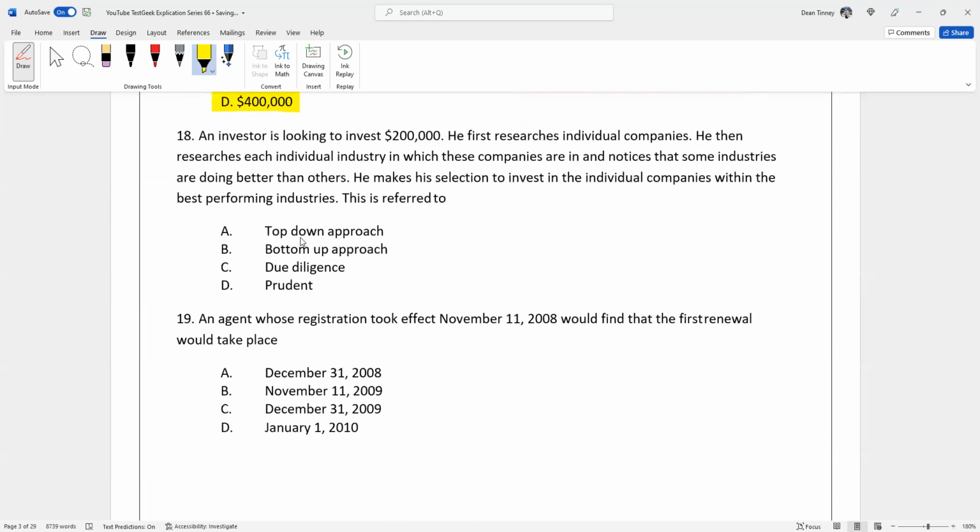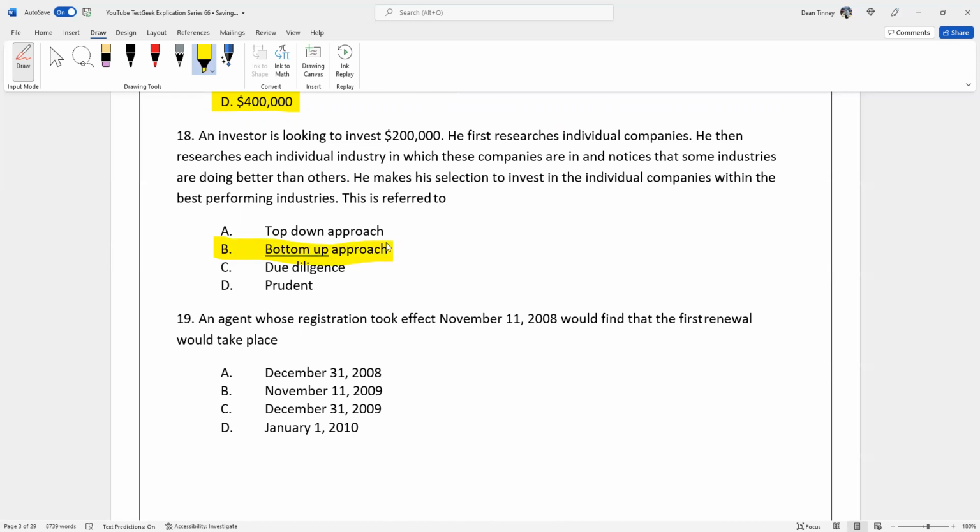An investor is looking to invest $200,000. He first researches individual companies. He then researches each individual industry in which the companies are in and notices that some industries are doing better than others. He makes his selection to invest in the individual companies within the best performing industries. Well, he's starting with the stock and working his way up, and so that's called bottom-up approach.